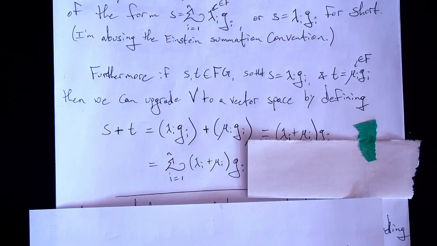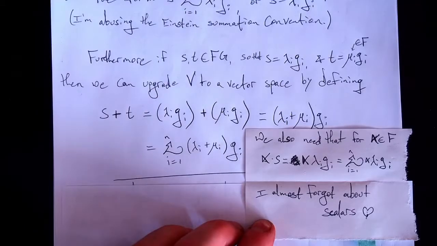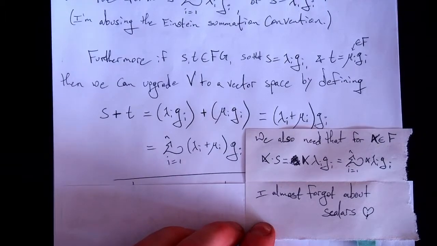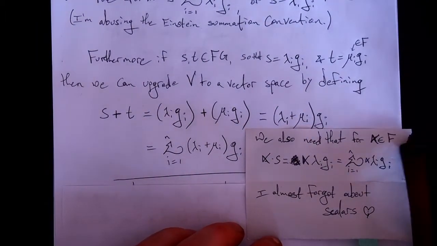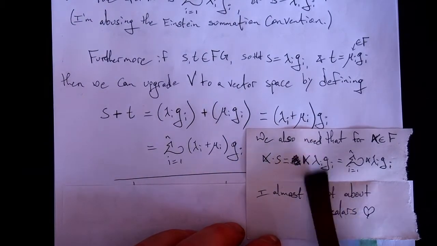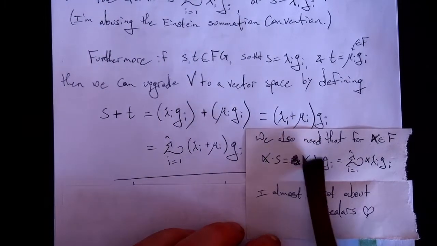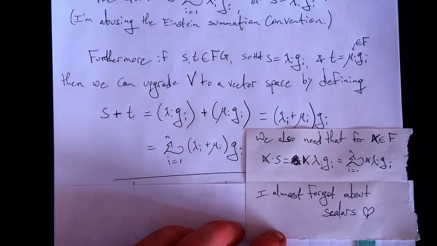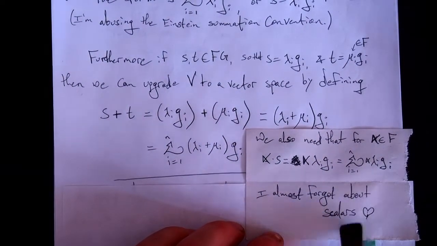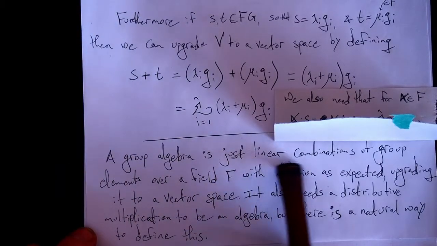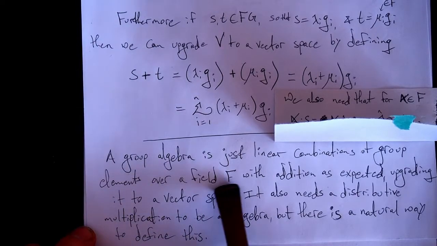I also forgot when I was writing this that we need to worry about scalars as well. For it to be a vector space, we need scalar multiplication, right? So if alpha lives in our field, alpha times S, which lives in FG, right? It's a linear combination of group elements. We just multiply the whole thing by alpha. It's just a scaling. You can pull it inside your sum. Sorry, I almost forgot about the scalars. That's important.